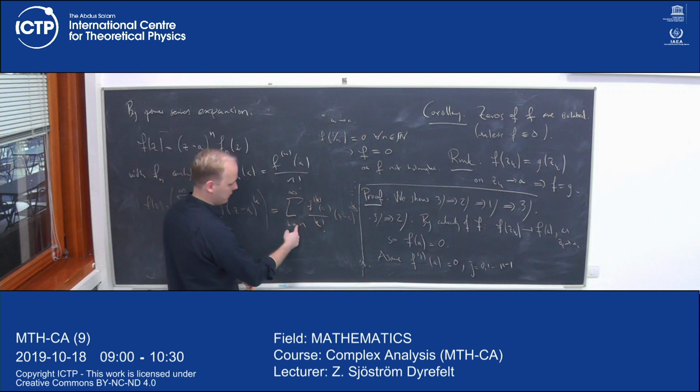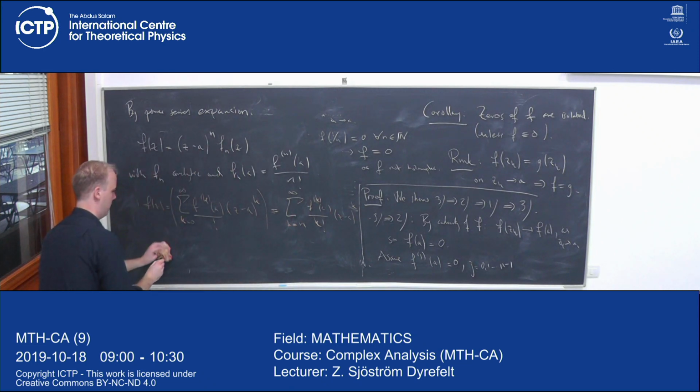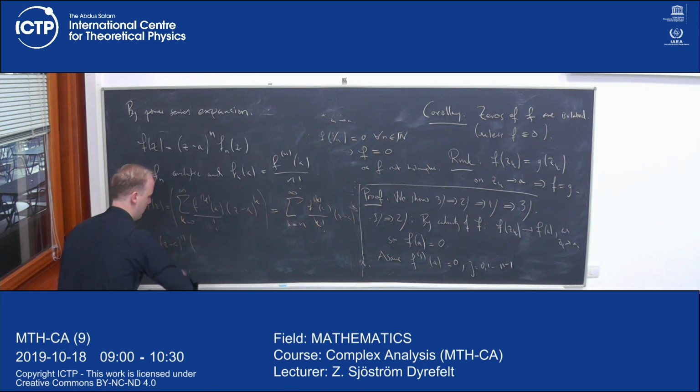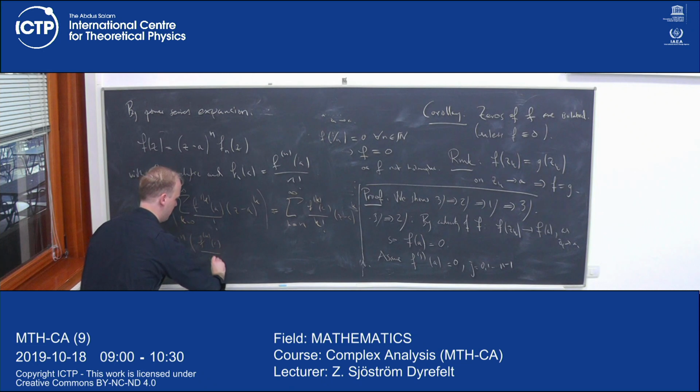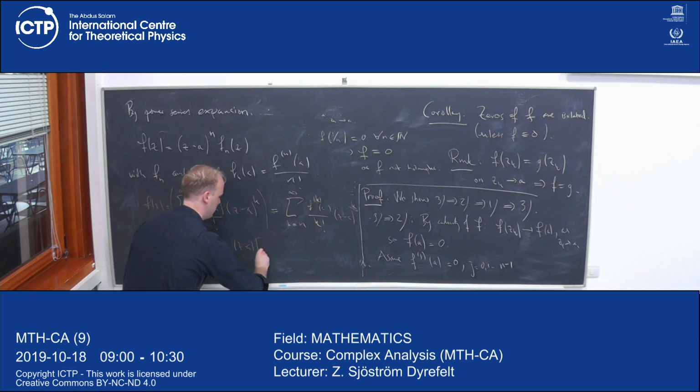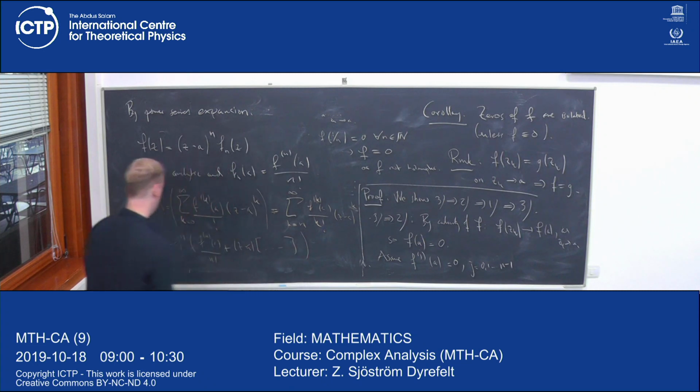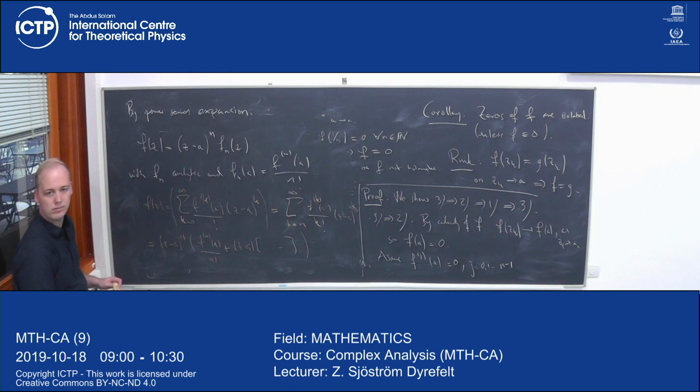So I assume that this was 0. So this one starts at n. So I can divide out by this. So this is equal to this times, plus z minus a times a bunch of stuff. Okay? And so when I evaluate this in a, then all that's left is this, since this becomes 0, or vanishes. Clear? I mean, it's clear, it's true. Okay, so this is true.